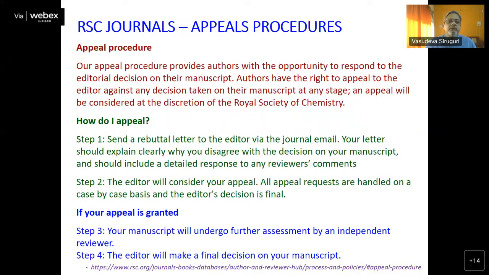And then RSC journals, which are mostly related Royal Society of Chemistry journals, they have another process for appeals, how you can do this appeal, like sending a rebuttal letter to the editor and then explaining clearly why you disagree with the decision and a detailed response to the comments, etc. And then the editor will consider your appeal, and they are all handled on a case by case basis. Okay, and the decision is final. So if the appeal is granted, the manuscript will go ahead for further assessment by an independent reviewer.